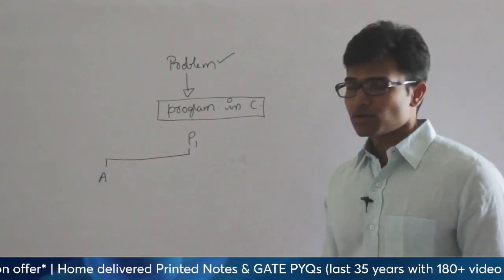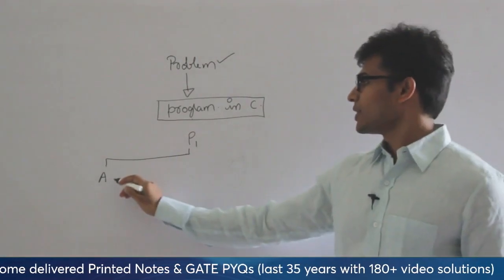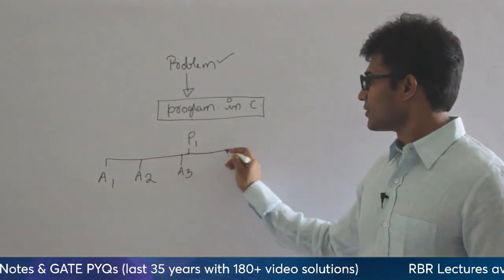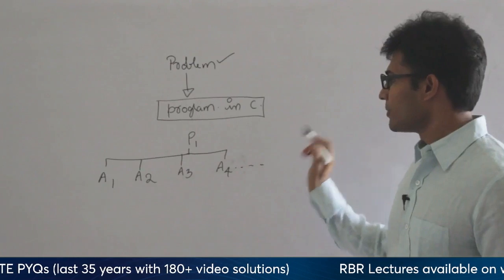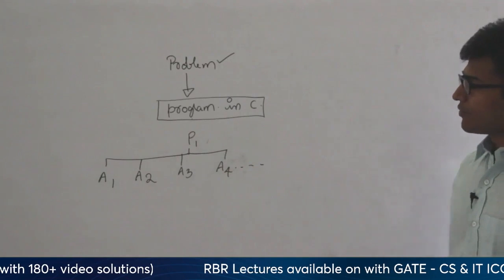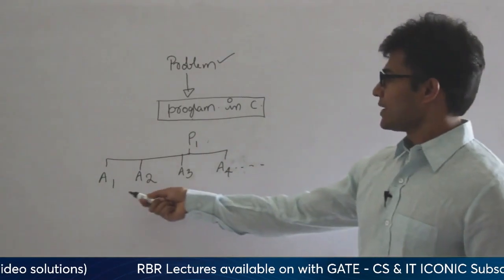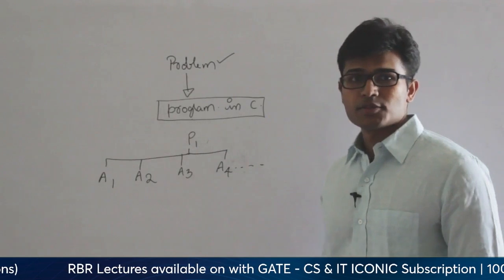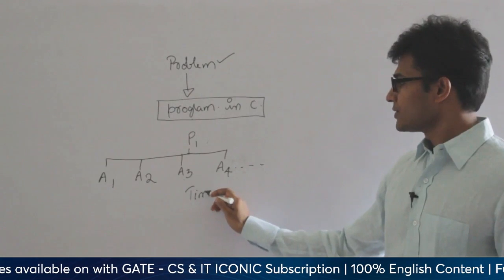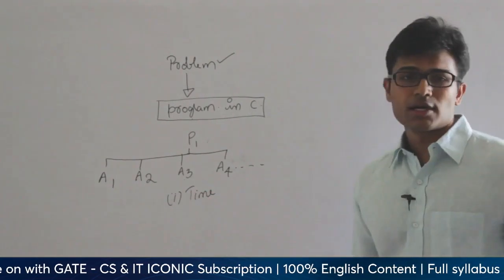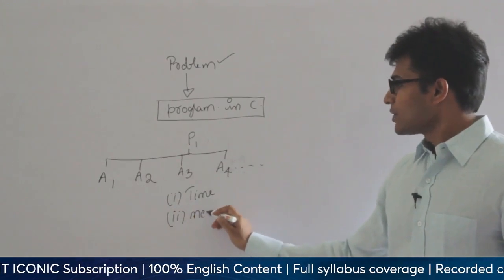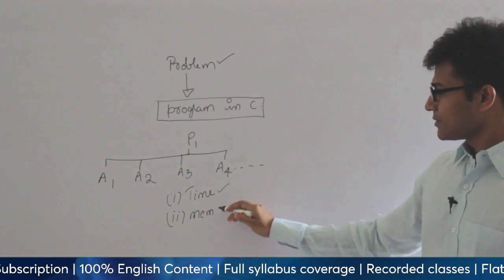Let me call each solution an algorithm. So there may be many algorithms, A1, A2, A3, A4, and so on. Now, before implementing any algorithm as a program, we have to find out which among these algorithms are good in terms of time and memory. So we want to analyze every algorithm in terms of, one, time, meaning which one could execute faster, and second, memory, meaning which one will take less memory: less time and less memory.